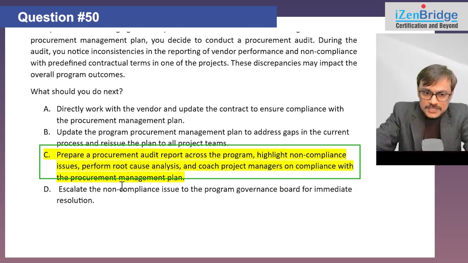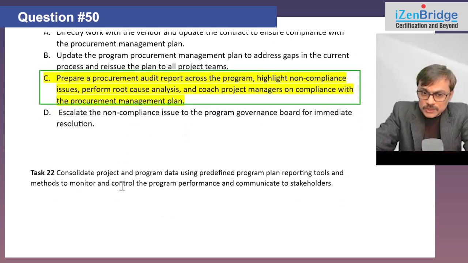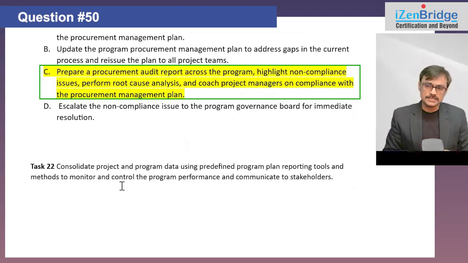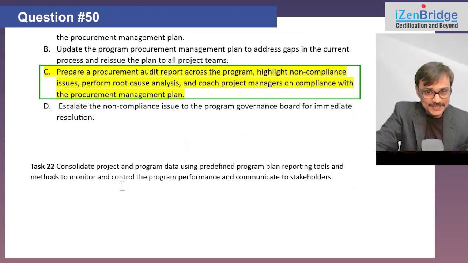So option C. It's all about consolidating project and program data using predefined program plan, reporting tools and methods, and monitoring the overall progress and communicating to the stakeholders. That's task 22. This is also mapping there. And there is also a task which talks a little bit about lessons learned in this particular question. So these were the 10 questions, and we will come up with another set of 10 questions soon.